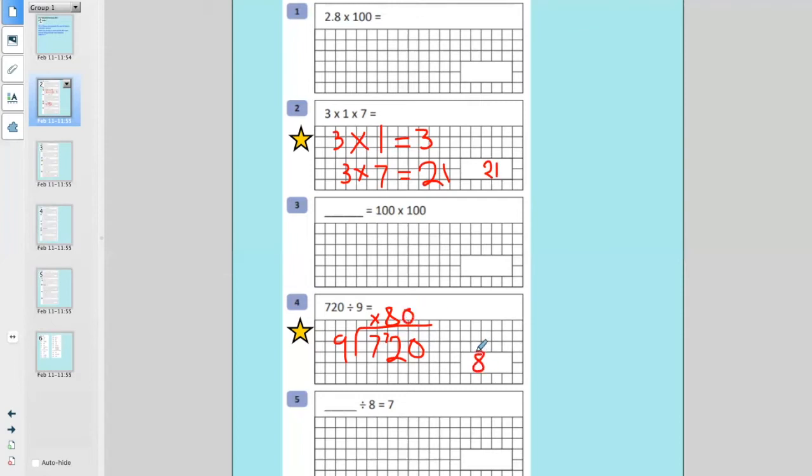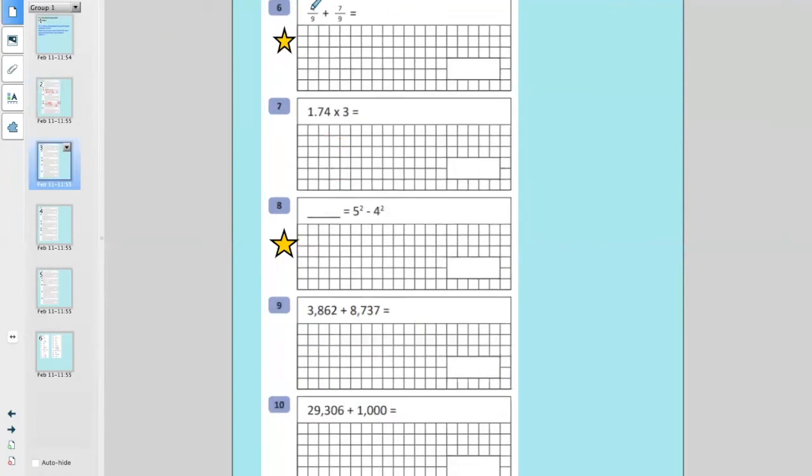But a quicker way of doing that, hopefully you would have realized that we have a known fact that 9 times 8 is 72. And then because there's an extra 0, we can add our 0 there and we get the same answer of 80. Brilliant. So question 6, we've got 4 ninths plus 7 ninths.